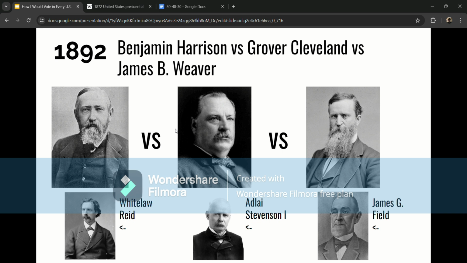Cleveland, who's actually coming back, trying to make a comeback for this election, versus a third-party candidate, James B. Weaver, who was known as a populist at this time. Kind of like people who want to go and stand up for the little guys, the farmers out in the central United States. James B. Weaver is from Iowa, very briefly a member of the House of Representatives.